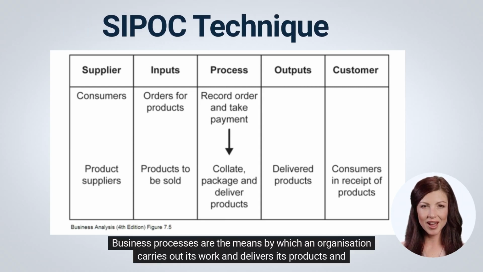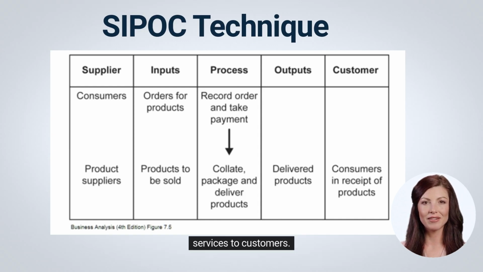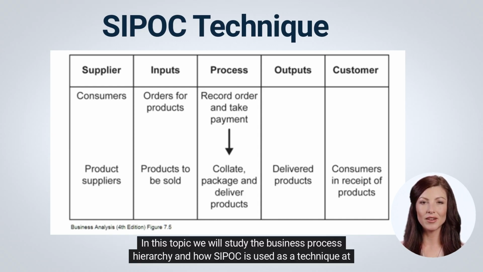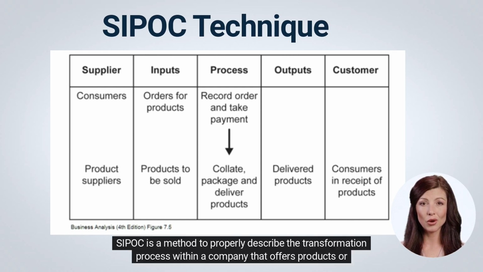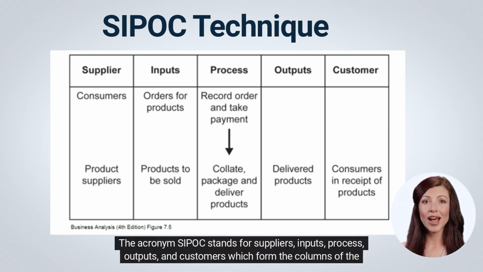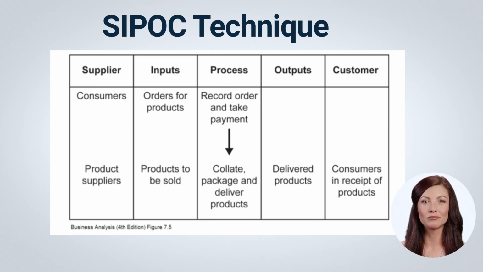Business processes are the means by which an organization carries out its work and delivers its products and services to customers. In this topic, we will study the business process hierarchy and how SIPOC is used as a technique at the enterprise level. The SIPOC technique is one of the three techniques used at the enterprise level. SIPOC is a method to properly describe the transformation process within a company that offers products or services. The acronym SIPOC stands for Suppliers, Inputs, Process, Outputs, and Customers, which form the columns of the table.